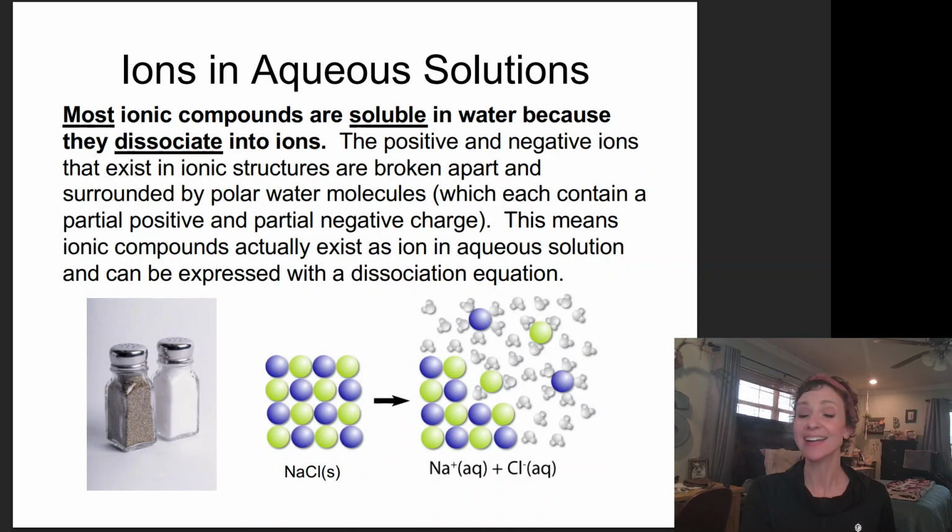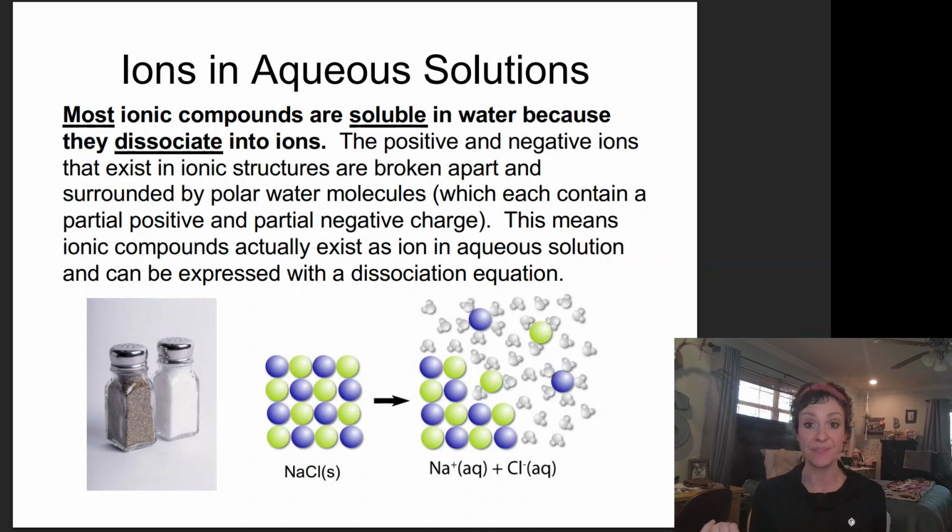All right, ions in aqueous solutions. Most ionic compounds are soluble. Let's time out here. Soluble means you can mix well and dissolve evenly in water's solvent. So most ionic compounds are soluble in water because they dissociate into ions, meaning the positive and negative ions that exist in ionic structures are broken apart and surrounded by my polar water molecules.